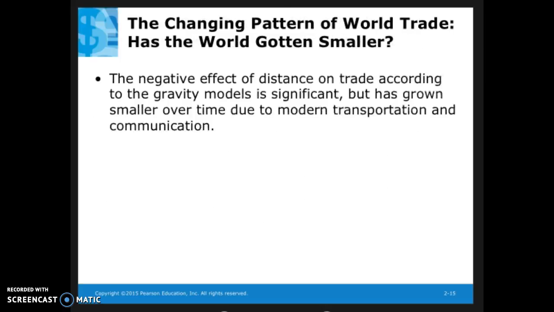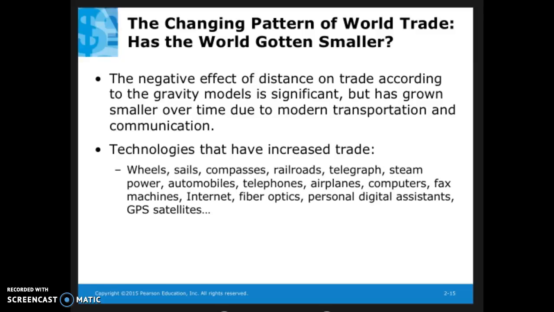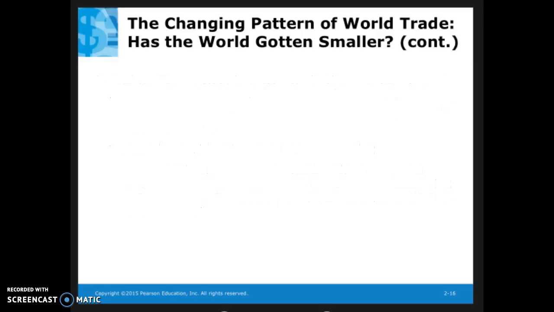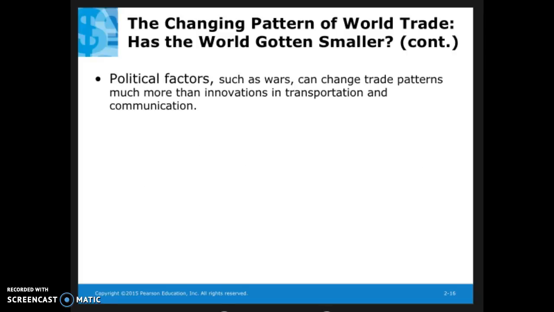So has the world gotten smaller? This negative effect of distance on trade that's predicted in the gravity model is significant, but it's grown smaller over time due to modern revolutions in transportation and communication. Some technologies that have been key have certainly been the internet, airplanes, increased technology within the shipping industries, GPS satellites. Some other factors are political factors. Wars can change trade patterns.